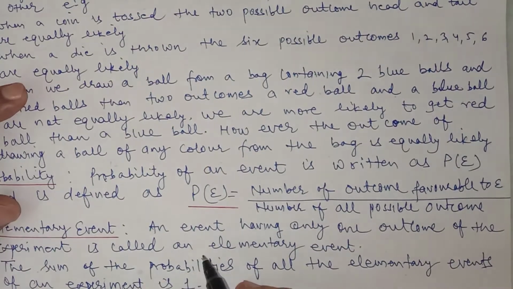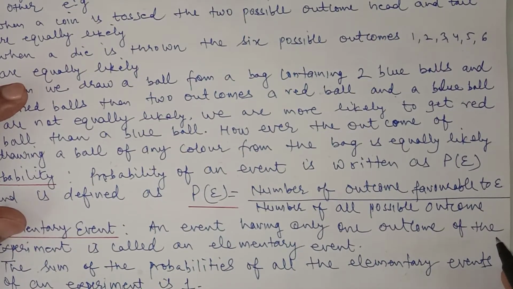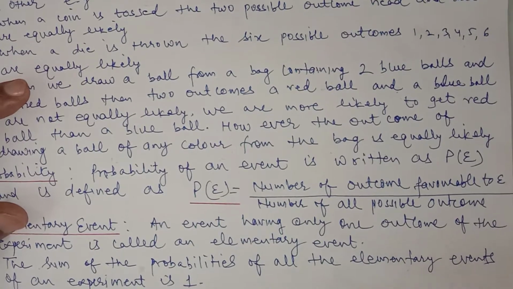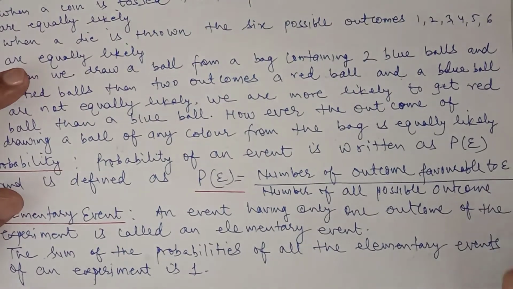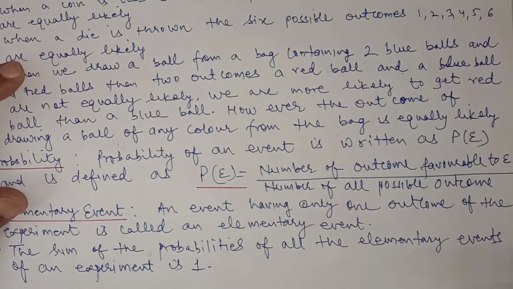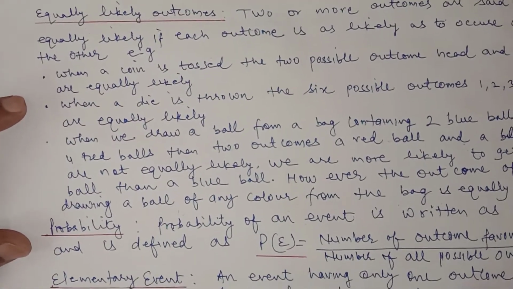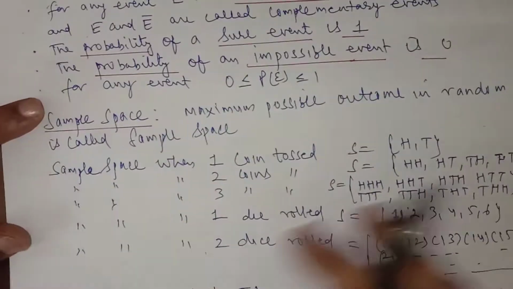Now, elementary event: an event having only one outcome of the experiment is called an elementary event. The sum of the probabilities of all the elementary events of an experiment is one. That is, in a random experiment, the sum of the probabilities of all individual events is equal to one. So this is the equally likely outcomes, the definition of probability and elementary events.